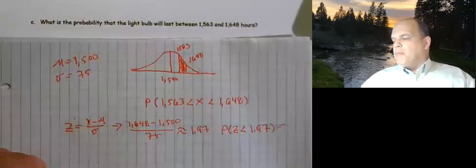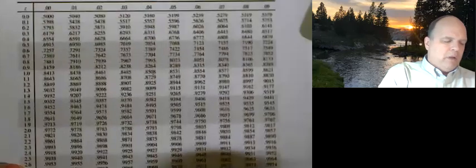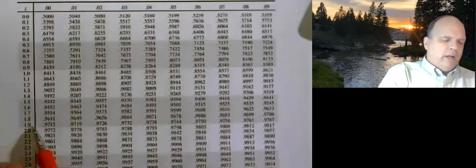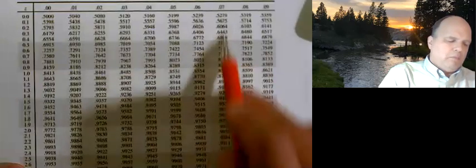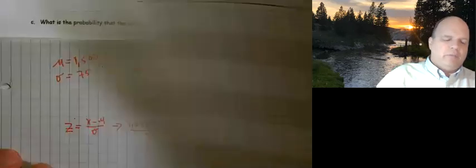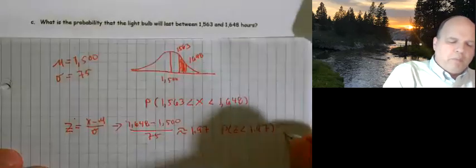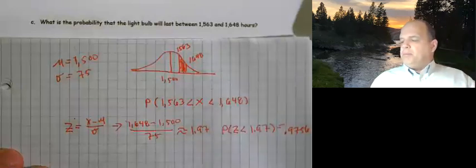Using the positive z-score table, 1.97 is right here, so I end up with 0.9756. That's the first part of this problem.